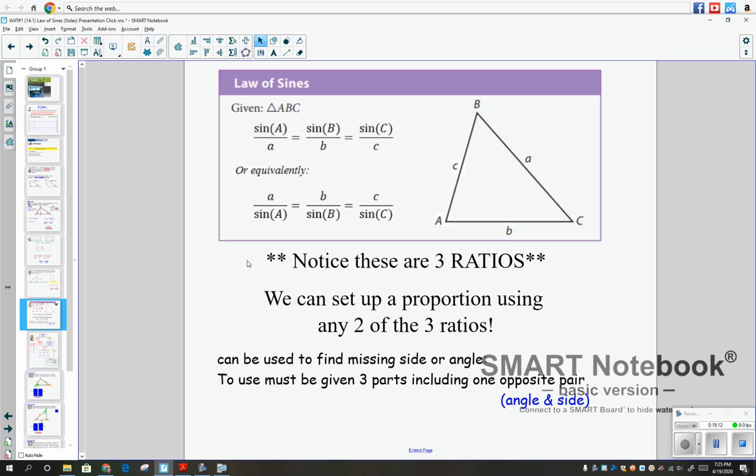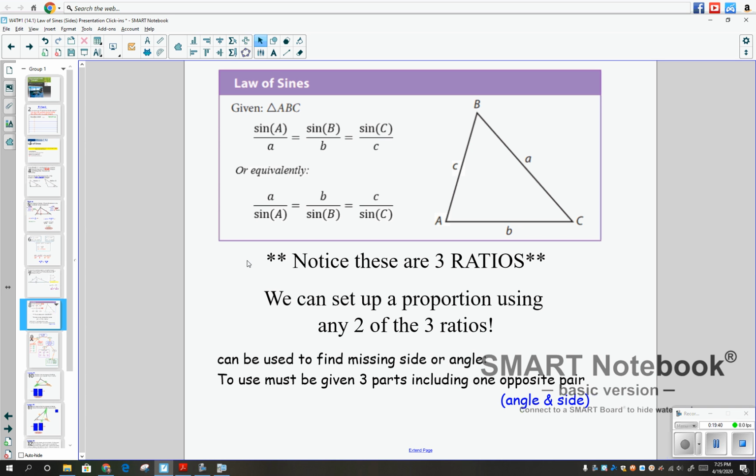Notice what I have, and I only showed it to you with 2, but really what law of sines is, it is 3 ratios that are equal to each other. And what we're going to do is set up a proportion. And we're going to use 2 of these ratios, any 2 we want, and we're going to set them equal to each other. We can use this to find missing sides or angles.